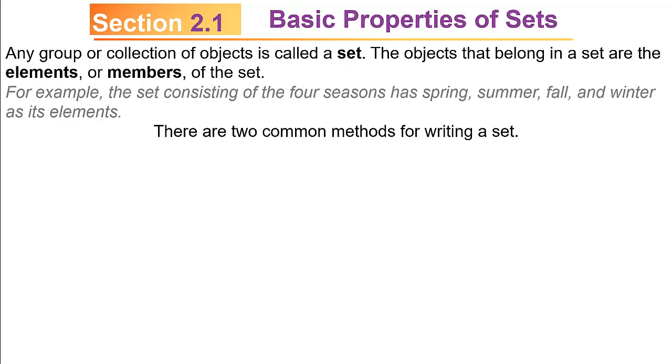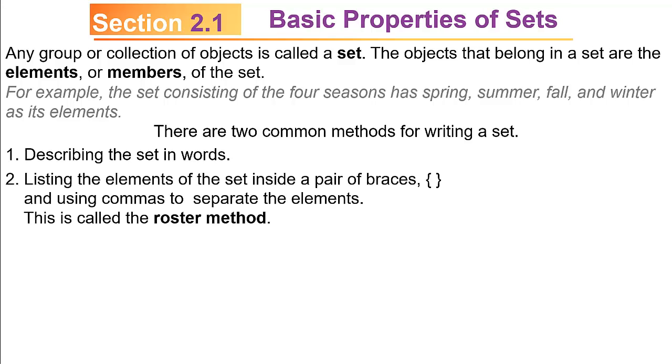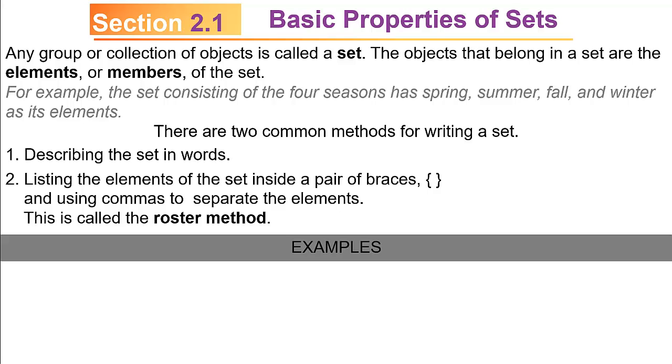There are two common methods for writing sets. The first method is just describing the set in words. The second method is listing the elements of the set inside a pair of braces and using commas to separate the elements, and this is called the roster method. There's a third method that we'll talk about later, but these are the ones that we'll start off with.